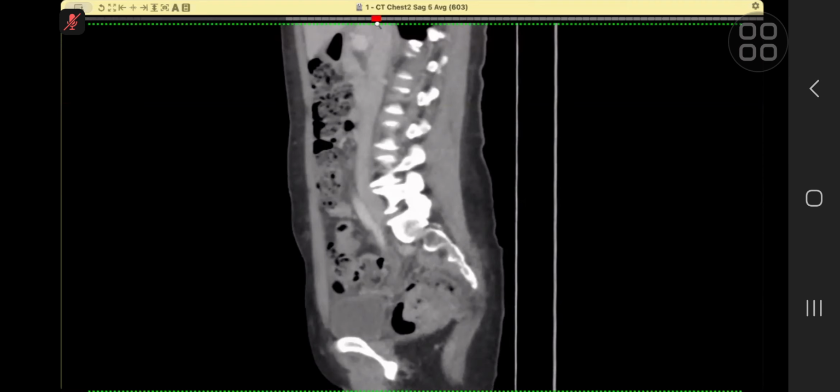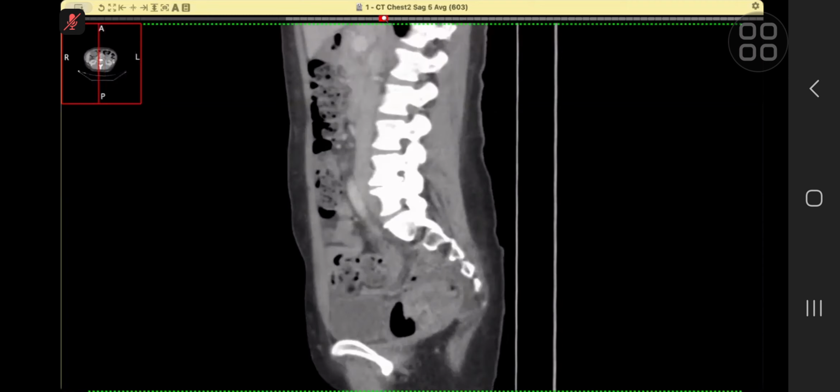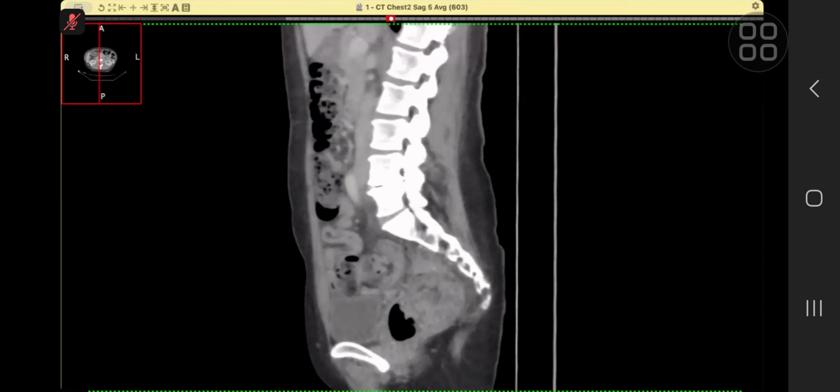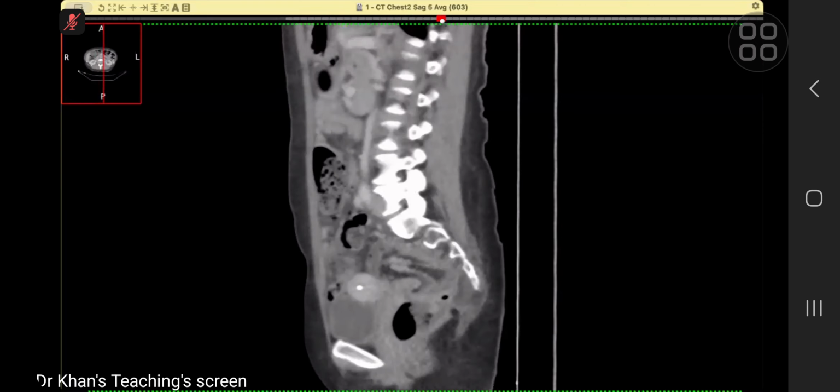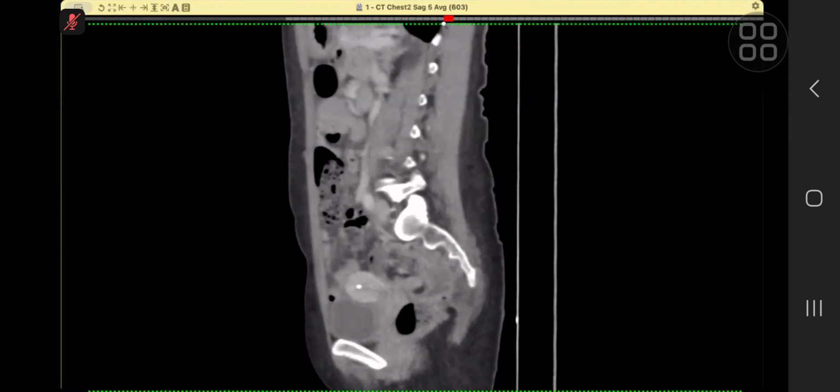So there's also evidence of asymmetrical circumferential bowel wall thickening seen in the rectosigmoid region. So what is your conclusion then? These findings are likely suggestive of a neoplastic etiology.